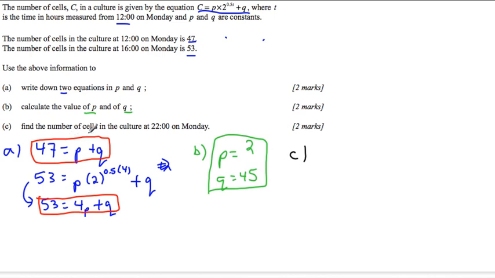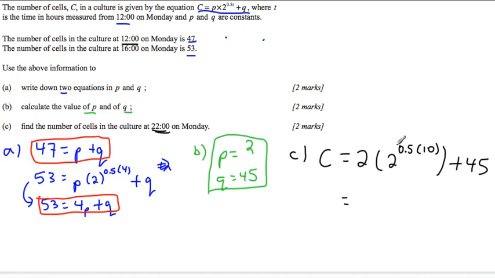Now it says find the number of cells at 2200. So from 12 to 22 is 10 hours, 22 minus 12. So you want to find the number of cells when P is 2, and you have 2 to the power of 0.5 times 10. All of this is the exponent, plus the value of Q that we found, which was 45.